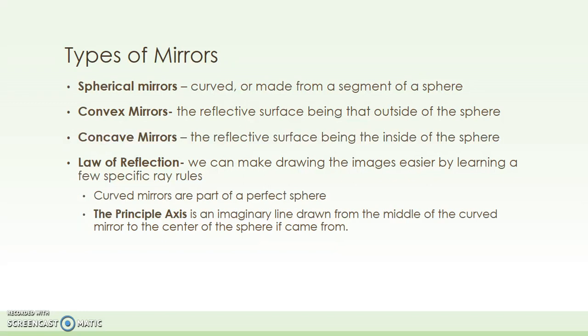Curved mirrors are part of a perfect sphere, and remember that the principal axis is an imaginary line drawn from the middle of the curved mirror to the center of the sphere that it came from. I'm going to talk about the principal axis here a little bit, so I'm going to do my best to draw it for you. If we have the mirror here, and we visualize the rest of that perfect circle, the principal axis would be from the center of the sphere to the middle of the curve where it's coming from. So that would be the principal axis there.